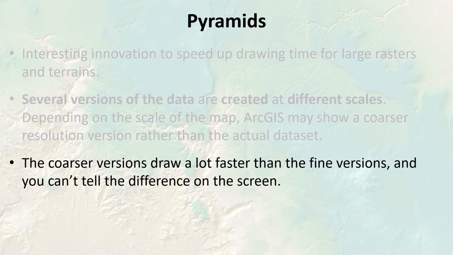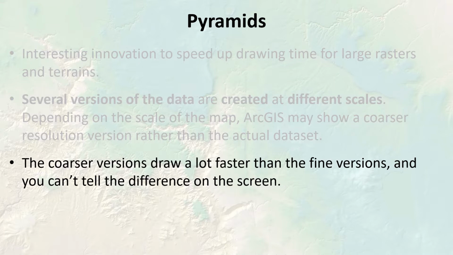So for example, a raster image can take a long time to display if there are several million pixels in it. With pyramids, ArcGIS might just show a coarser resolution version of the image at large scales when you're zoomed out, and a finer resolution version at smaller scales. You may have noticed that every once in a while when you want to add a raster to your map, ArcPro will ask you if you want to build pyramids for it. So all this does is make it draw faster. It doesn't change the data itself.